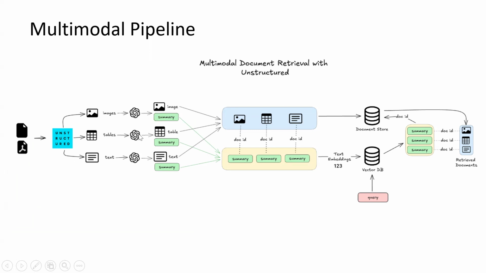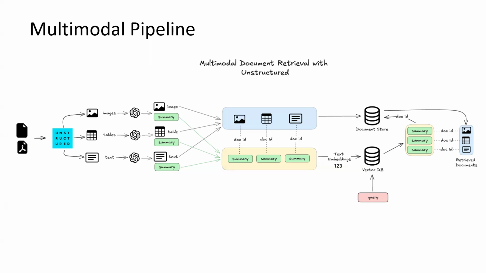Similarly, I can make use of any other non-multimodal model to create summaries for my tables as well. If I have 10 tables, I will create 10 summaries of those 10 tables. And then finally, for the text, I will similarly create summaries of my text. By the end of this step, I will have three sets of objects: the set of images, the set of tables, and the set of text.